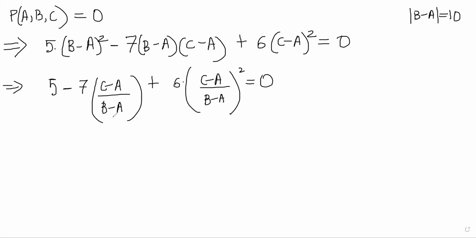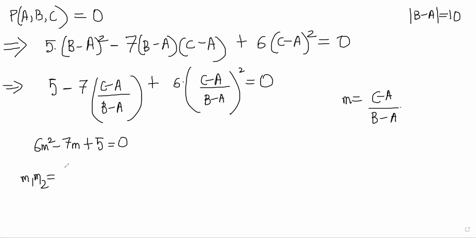And this looks like a quadratic in this term. So let's call m equal to (c minus a) by (b minus a). And we are getting a quadratic like this, 6m square minus 7m plus 5 equal to 0, right? The product of the roots here, m1, m2, is equal to 5 by 6, right? The product of the roots is 5 by 6.